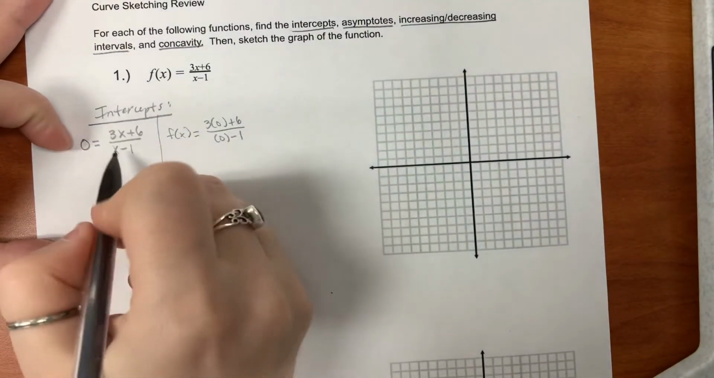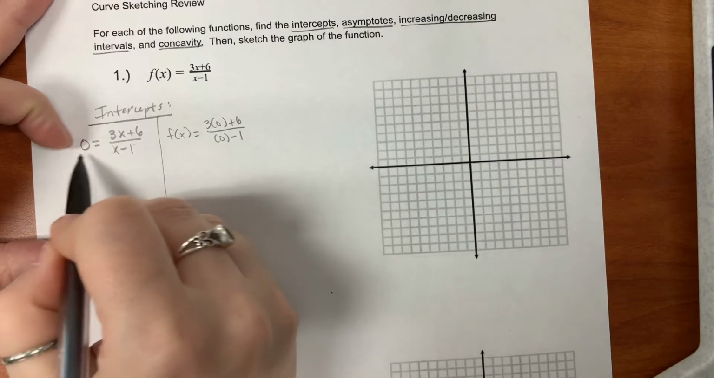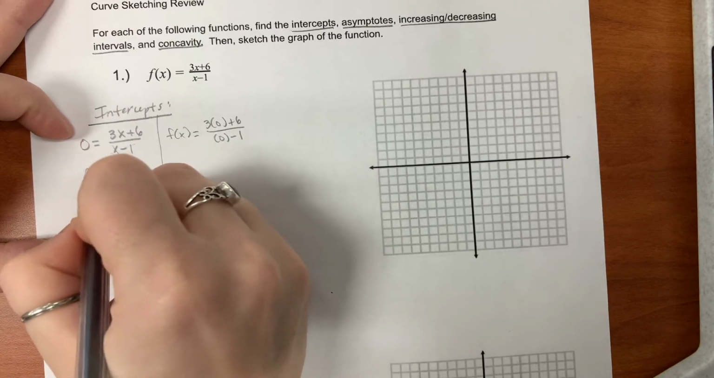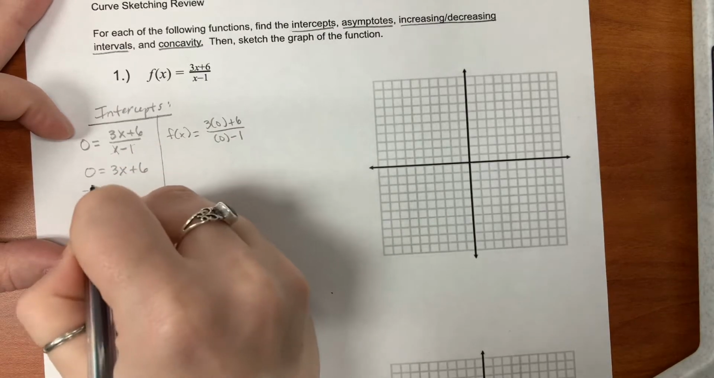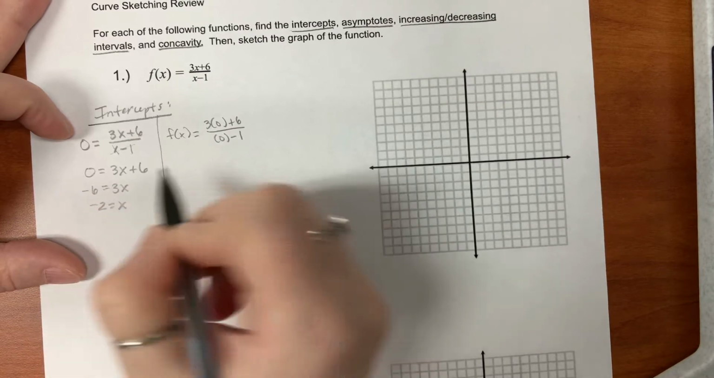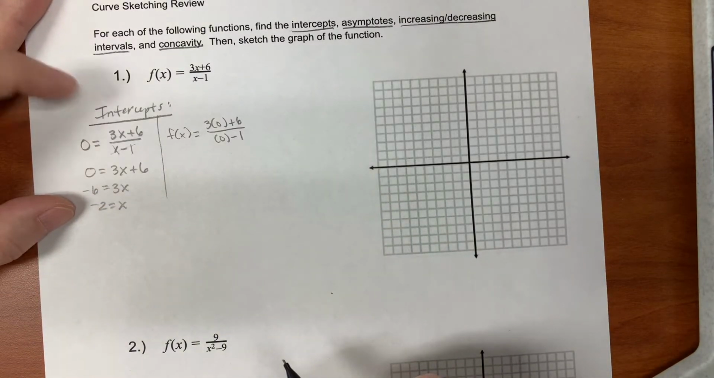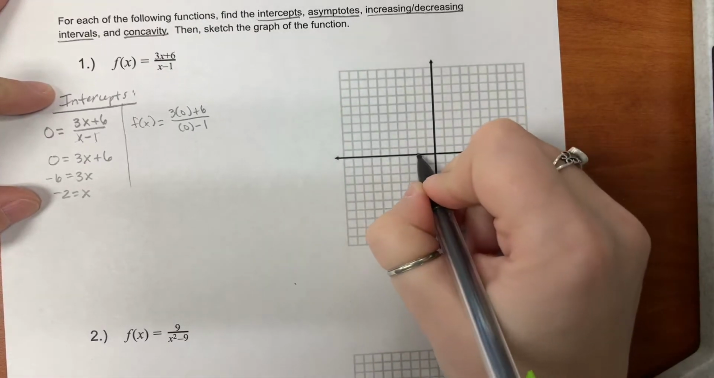My first one, if I multiply both sides by x minus 1, this will cancel out, and this is 0. And then if I minus 6, I get negative 6. And then if I divide by 3, I get negative 2. So x equals negative 2 is my x intercept. So I'm going to go ahead on the graph and put it at x equals negative 2.